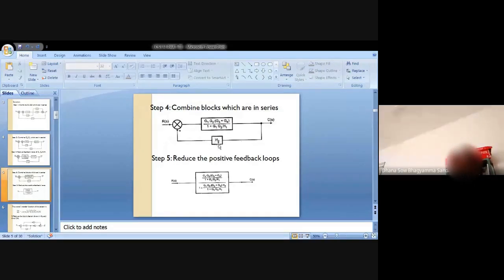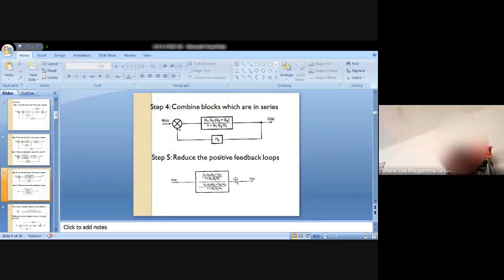This is my G. This is my H. So for reducing the positive feedback, what is the transfer function formula for a positive feedback loop? G by 1 minus G into H. Here my G is this value, and H2 is my H value. I have got the overall transfer function.